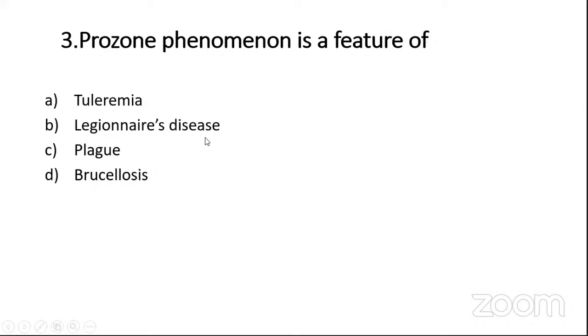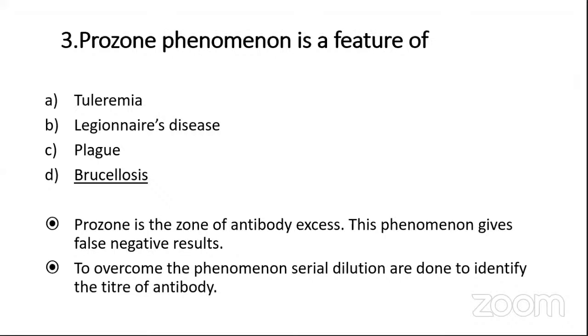Prozone phenomenon is a feature of which disease? Brucellosis. So to overcome this prozone phenomenon, you have to do serial dilutions of the serum and then do the test. Serial dilutions to do the test.